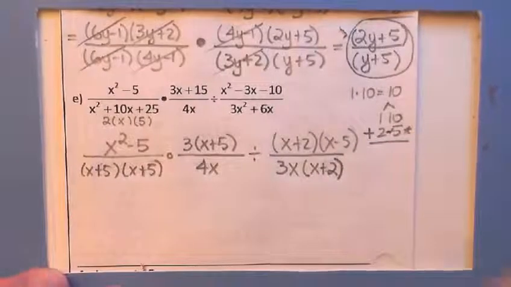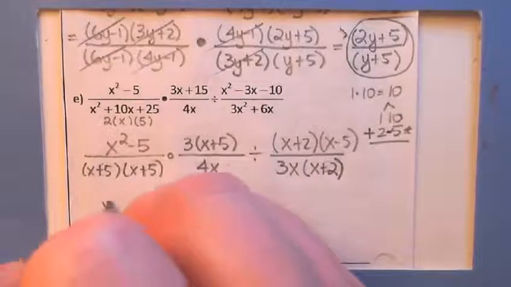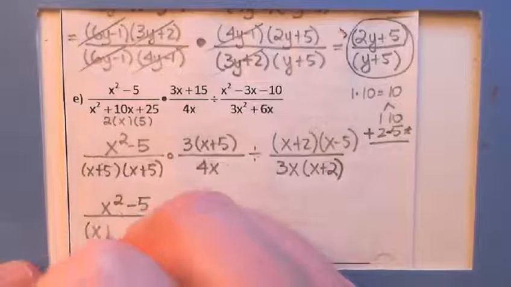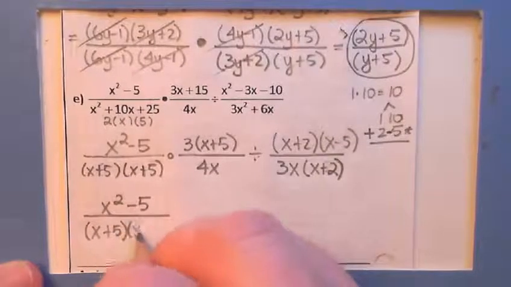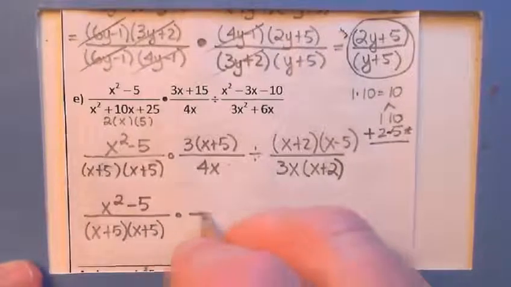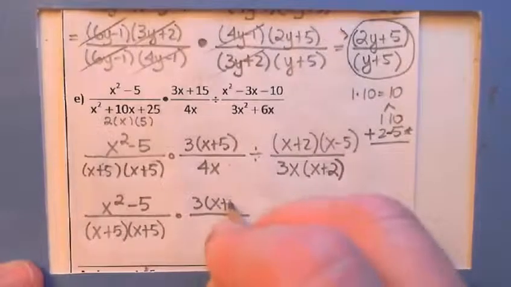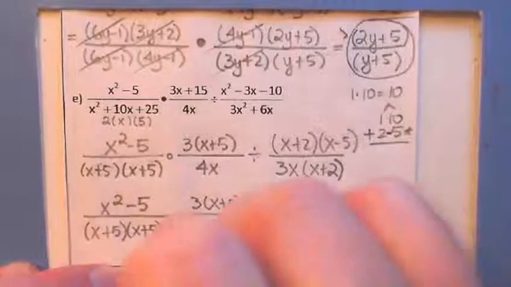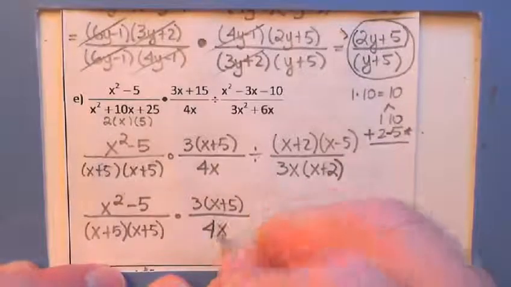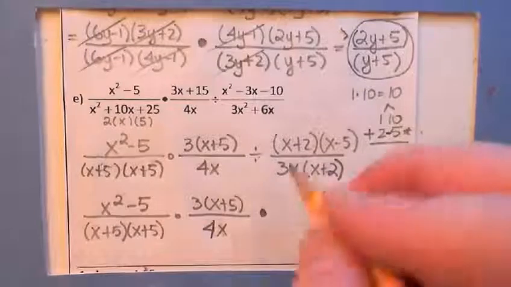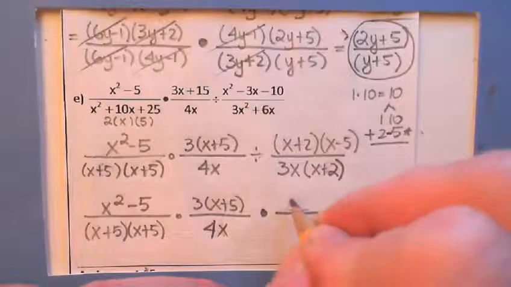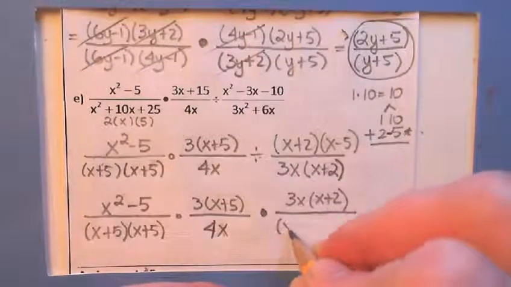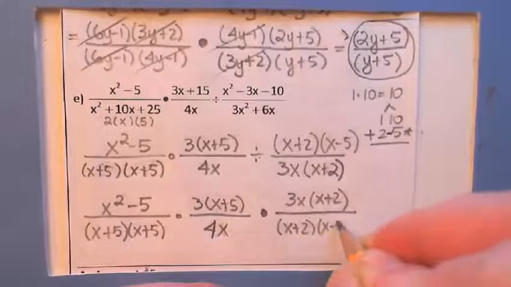Alright. Now, let's go ahead and change the division to a times. So let's copy this. I'm copying everything here. But now when I get to the division, I'm going to change that to times. And I'm going to flip this last term over here. So this would be 3x, x plus 2. And here it would be x plus 2, x minus 5.